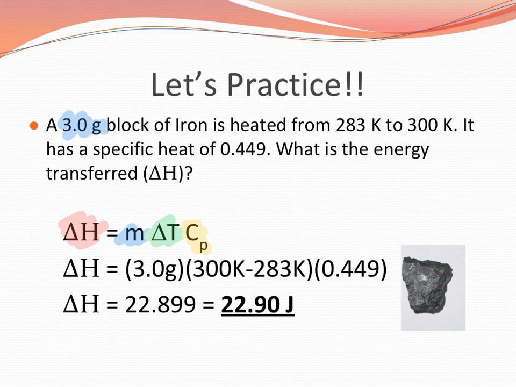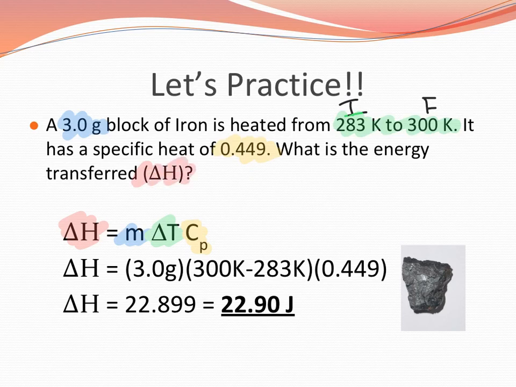First things first, I want to identify that this is our initial and this is our final, and they are temperature, so let's color those green. It has a specific heat of 449, so that's Cp. And we can assume that would be joules per gram Kelvin, because that's what's in the problem. What is the energy transferred in delta H?